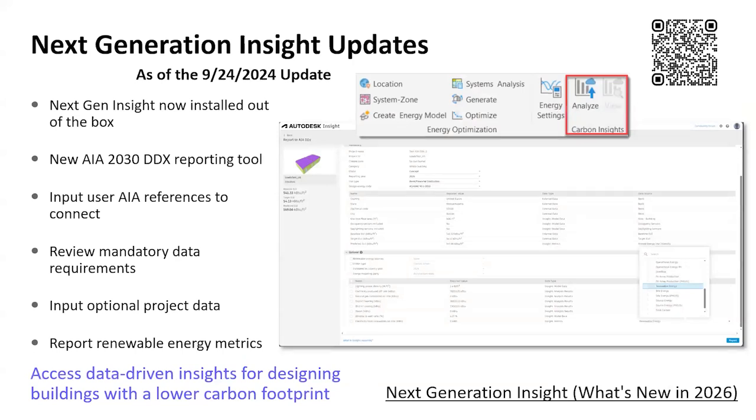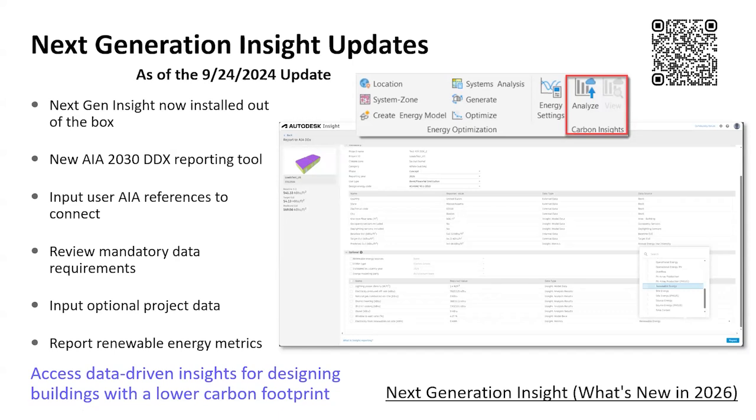Autodesk Insight. So there's a next generation of Autodesk Insight that is now available and installed with your Revit installation. So Insight utilizes advanced simulation engines to provide directional feedback on key performance indicators, including energy use intensity, operation carbon, daylighting metrics, and heating and cooling load analysis.